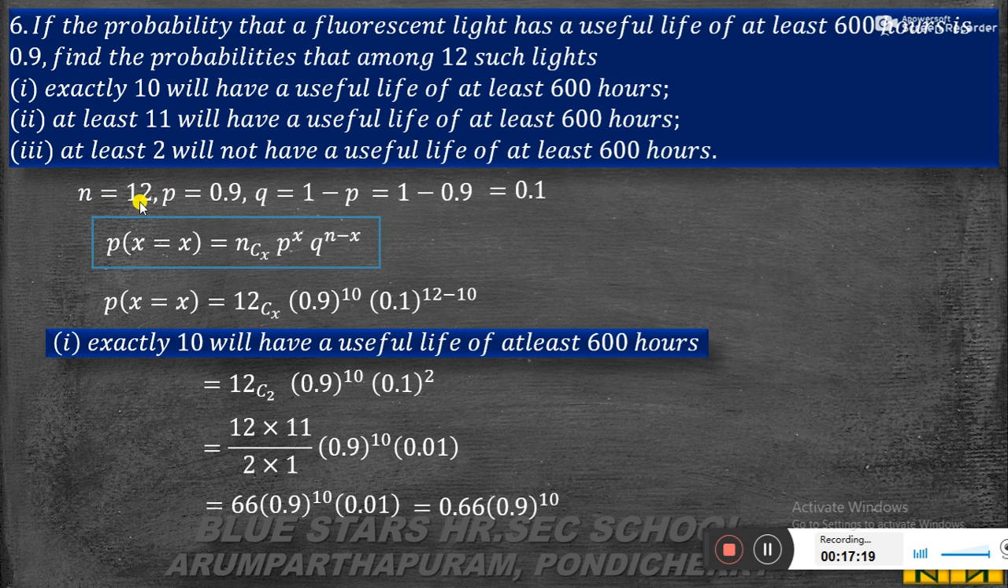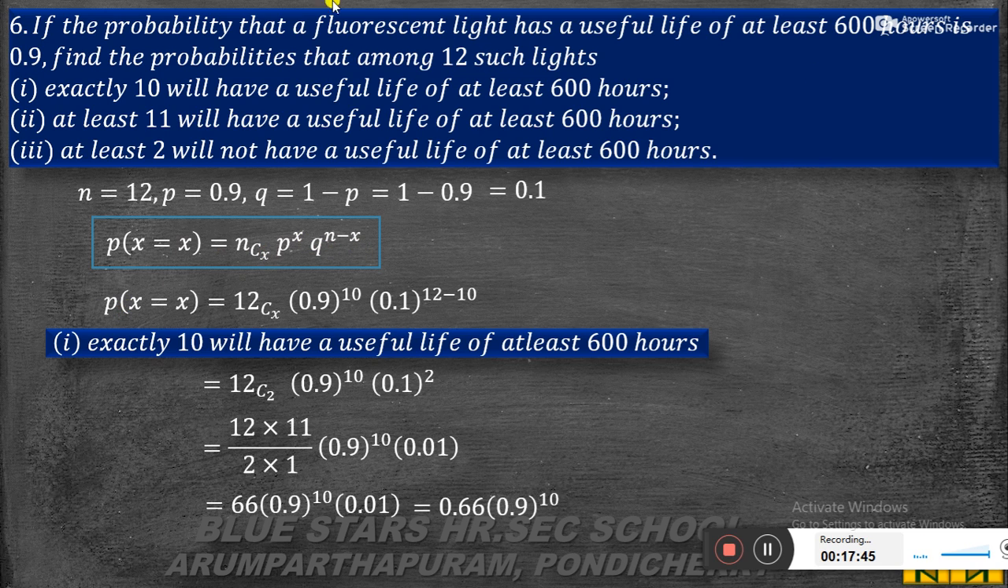So n equal to 12. Next, the probability of a fluorescent light having the useful life is 0.9, so I take p equal to 0.9. Next, q equal to 1 minus p, 1 minus 0.9, therefore 0.1. Now if I write the binomial distribution formula, the probability of x equal to x is nCx p power x q power n minus x.